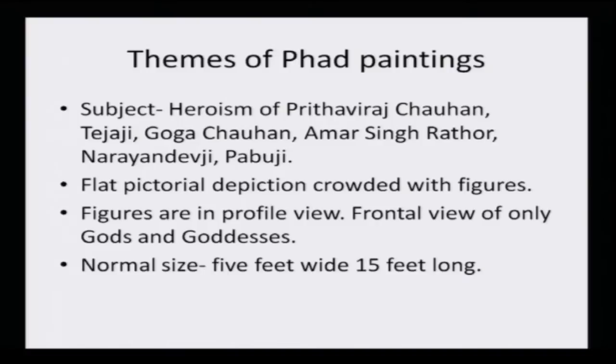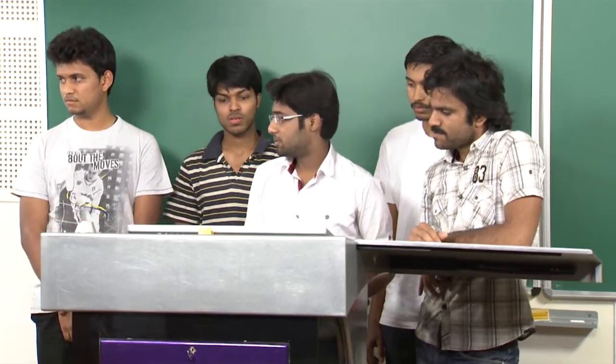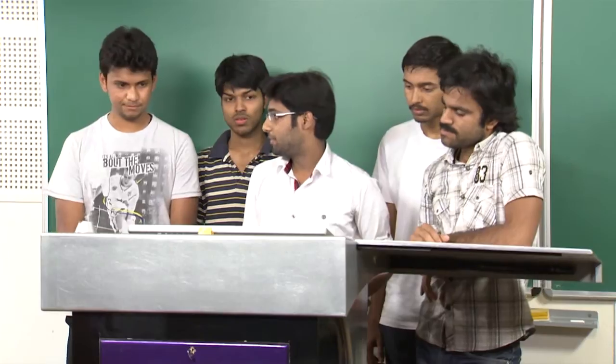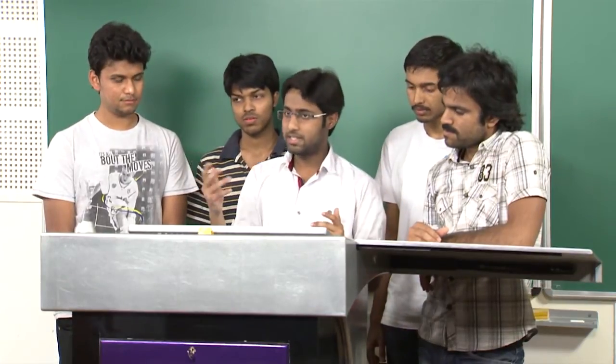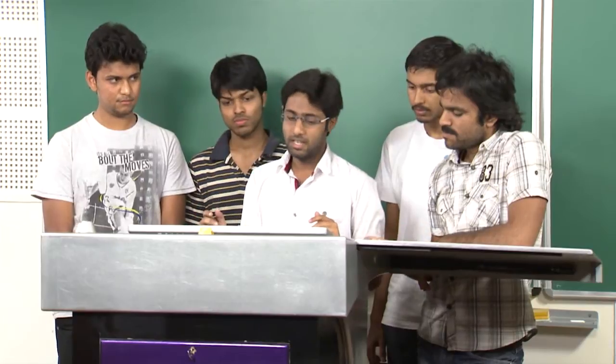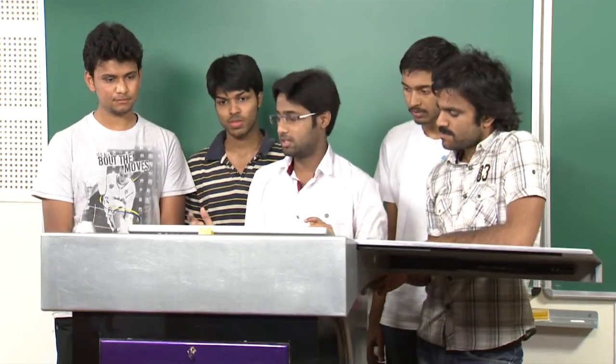Normally the size of a painting is about 5 feet by 15 feet long, and the figures are especially in profile view, that is, the figures depicted in the thematic painting face each other, not the audience directly. At the same time, it is taken care that the gods and goddesses are made in a symmetrical fashion such that they directly face the viewer and the audience.